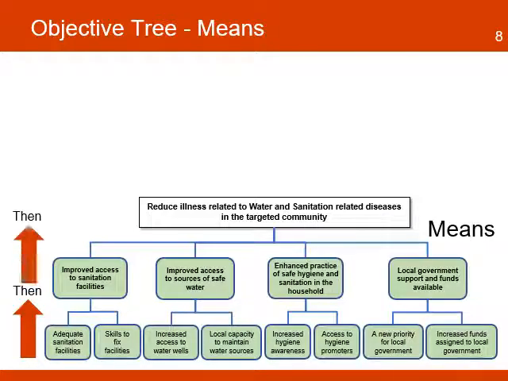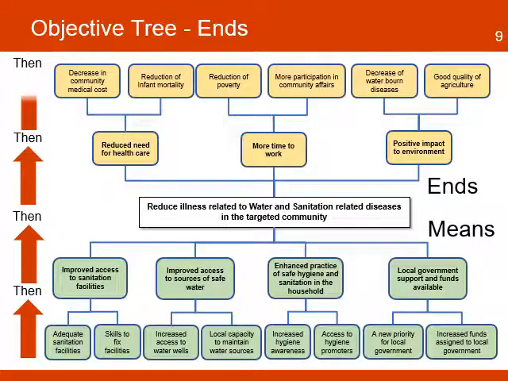Once there is an agreement on the desired result, the next step is to convert the causes into means or results. Means are the situations that are necessary to obtain the desired results. This is done by rephrasing each one of the causes into positive desirable conditions. The logic says that if we have adequate sanitation facilities and skills to fix the facilities, then we will have improved the access to sanitation facilities, and then that will contribute to the desired result of reducing illness. All the causes are converted into means by changing the negative statement into a positive statement.